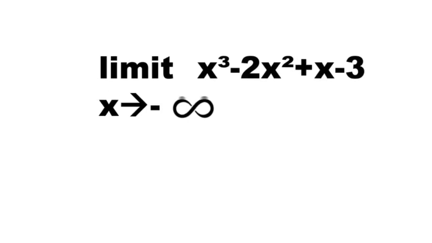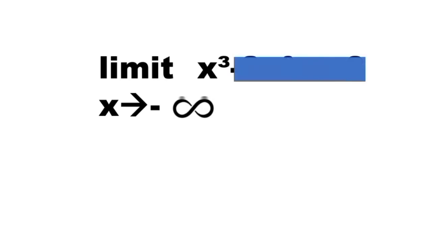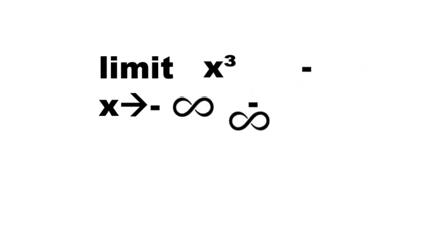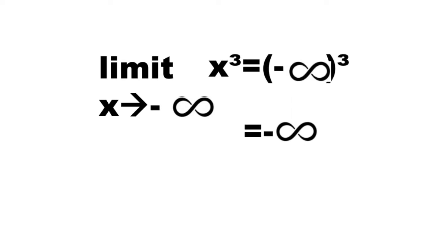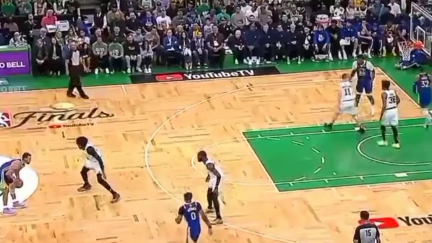Another example, limit of x cubed minus 2x squared plus x minus 3 as x approaches negative infinity. You consider here the x cubed, and the others are insignificant. So we just go back to the limit of x with odd number exponents.